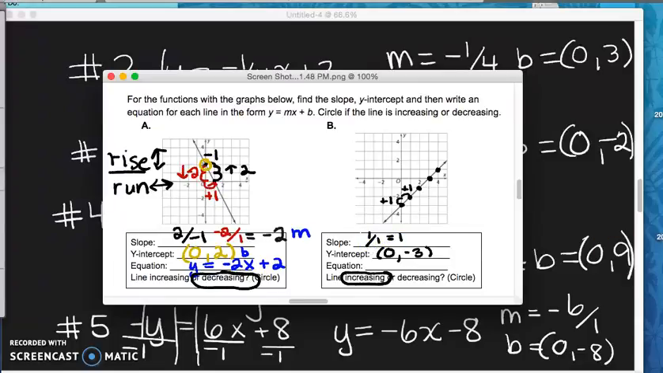But let's say you didn't see that first point and you want to go to this point here. You would rise 1, 2, 3, so that's plus 3, and then to the right 3 as well. And if you simplify 3 over 3, that also will give you a positive 1. So our slope, it doesn't matter which points you choose. As long as you simplify your slope, your ratio, it will give you the same answer in this case. So now our equation would be y equals 1x minus 3.